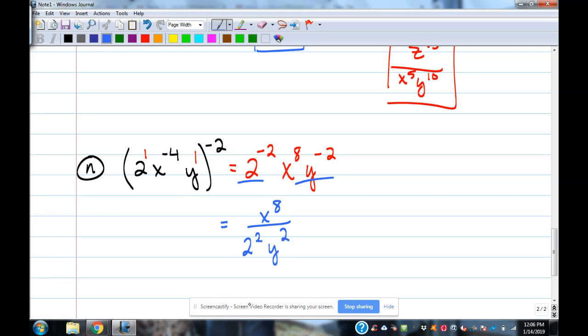Y to the 2nd on the bottom. Now we can work out 2 squared is 2 times 2, which would be 4 y squared. And there is the simplified version of that. So we're applying the exponent properties, fixing the negative ones after we've applied all the exponent properties that are there, and then work out your numbers. Should have positive exponents on those when you're working out numbers.